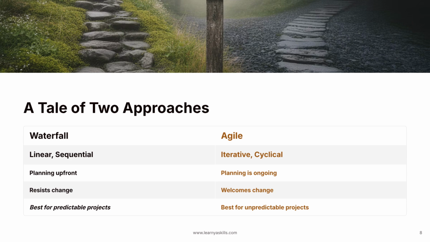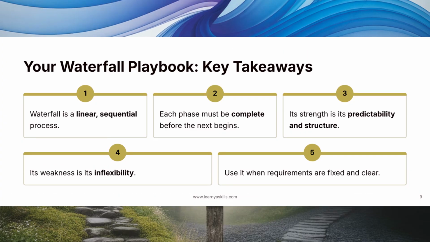Waterfall, by its nature, resists change. Agile is designed to welcome change, even late in the project. Therefore, Waterfall is best for highly predictable projects, while Agile excels in unpredictable environments. This comparison sets the stage perfectly for our next lesson.